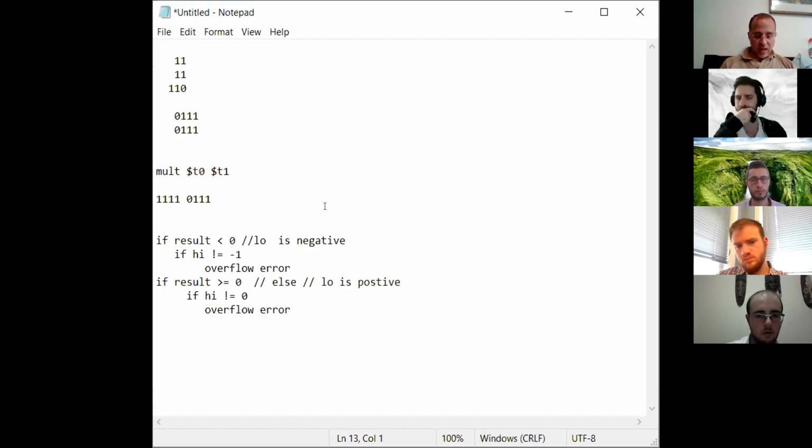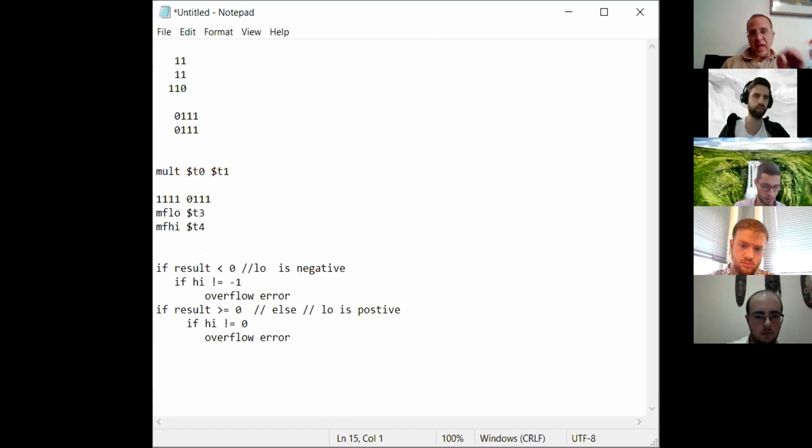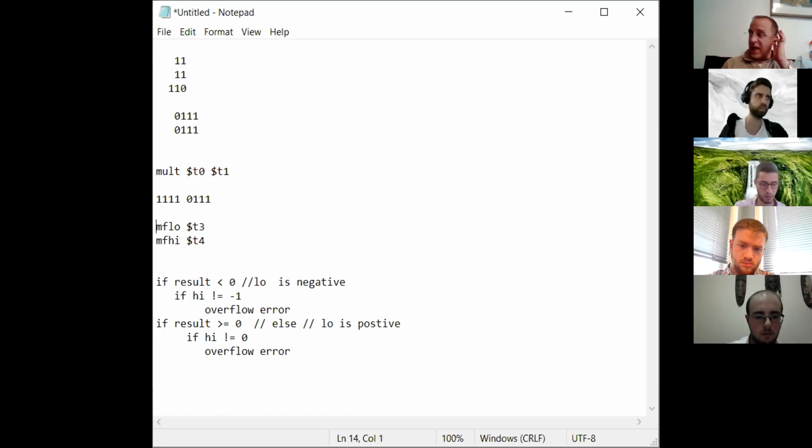So there's a special command that I have to show you, move from low. You just write move from low $t3, and what that means is copy the value in the low into $t3. Then you can work with $t3 as though it's your low, because you can't work directly with the low. Move from high, similarly, $t4. So you'll do something like that to get the low and high into workable registers, because you can't compare directly with a low.